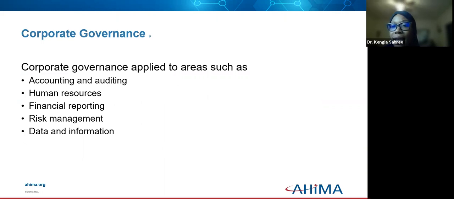Enterprise governance is visible in every aspect of an organization through its establishment, application, and monitoring of policies and procedures. Typical departments that corporate or enterprise governance applies to would be auditing and accounting, human resources, financial reporting, risk management, and data and information.